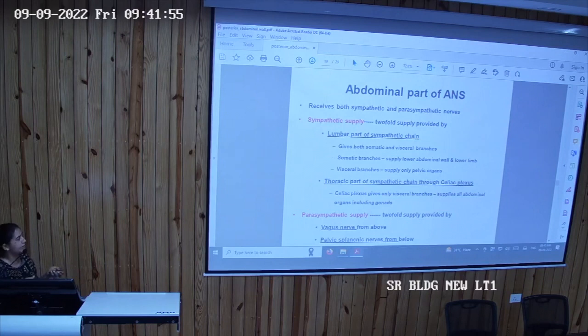So pelvic organs will be supplied by the lumbar part of the sympathetic chain, and the abdominal organs will have the sympathetic supply through the thoracic part of the sympathetic chain. And parasympathetic will be provided by the vagus and the pelvic splanchnic nerve. Vagal branches from the right vagal trunk and the left vagal trunk.